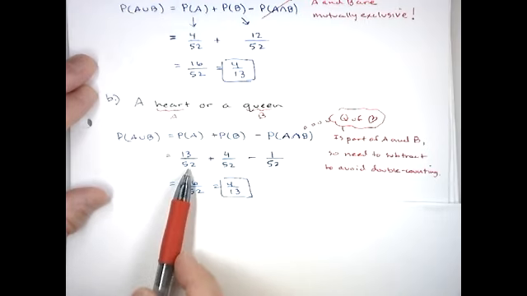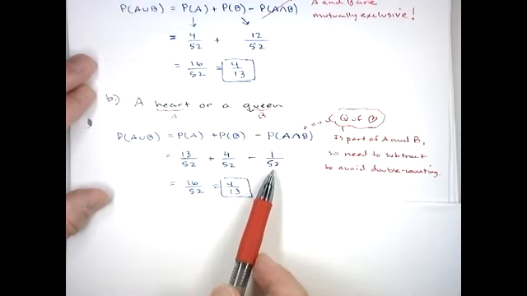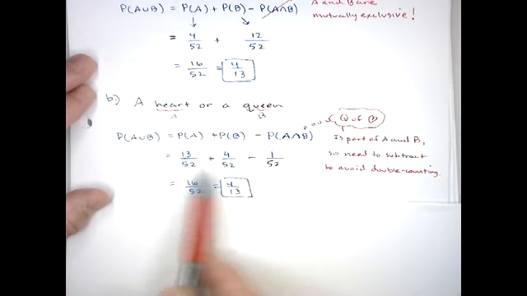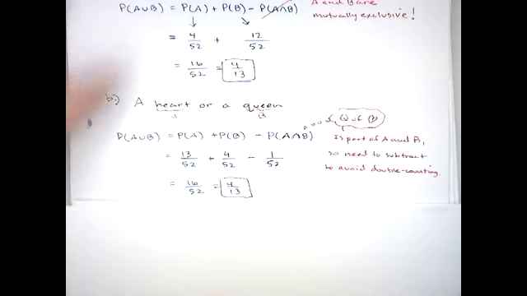There's 13 hearts in the deck, so 13 out of 52, 4 queens in the deck, and we're going to subtract out the queen of hearts so we don't count it twice. And that actually comes out to be the 16 out of 52 as well, which is 4 out of 13.